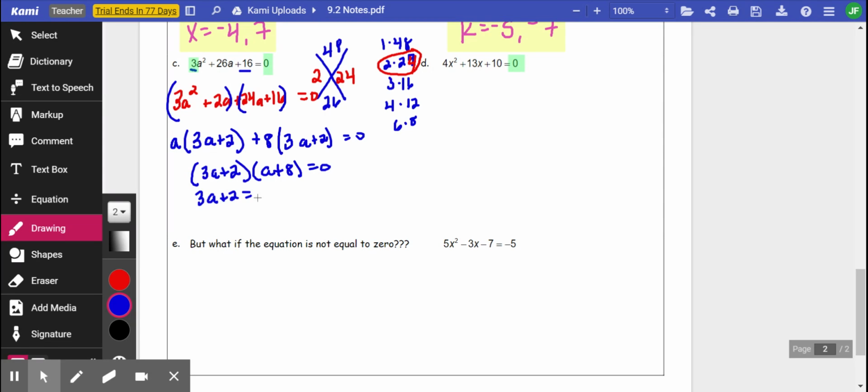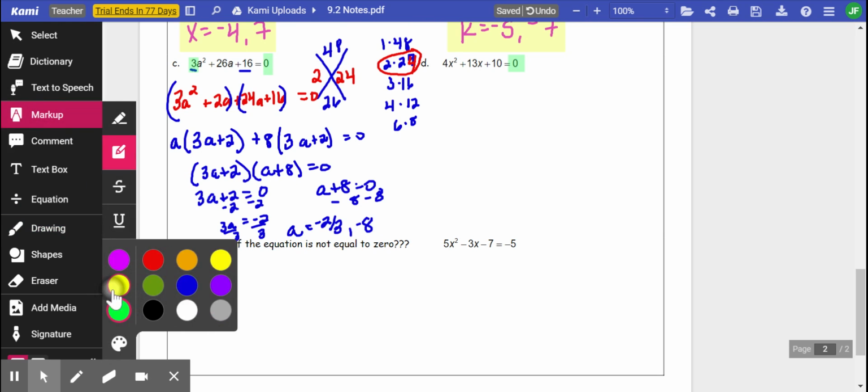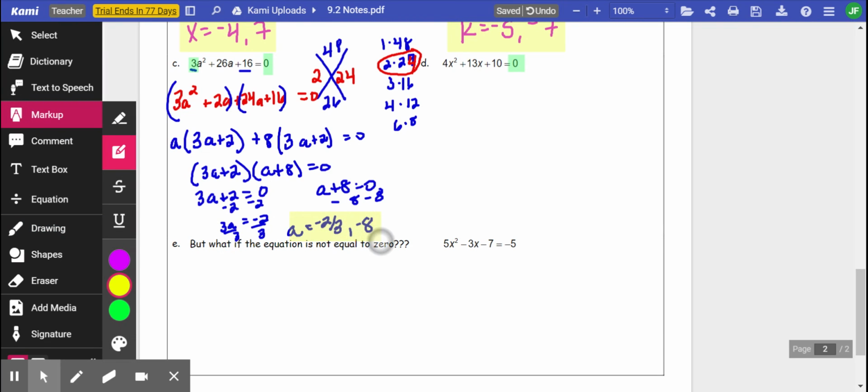Apologize for that 0, that did not look like 1. 3a plus 2 equals 0, and a plus 8 equals 0. So we're going to subtract 2 from both sides to get 3a equals negative 2, and divide by 3 on both sides to get a equals negative 2/3. Did not leave myself much room. And then subtract 8 from both sides to get negative 8. So my solutions are negative 2/3 and negative 8.